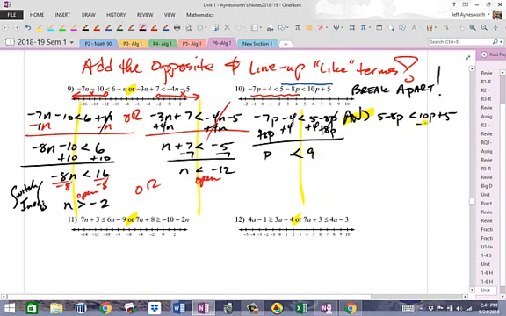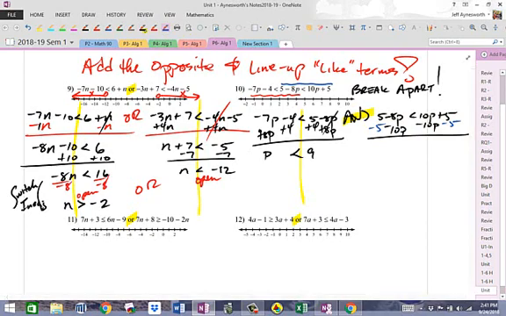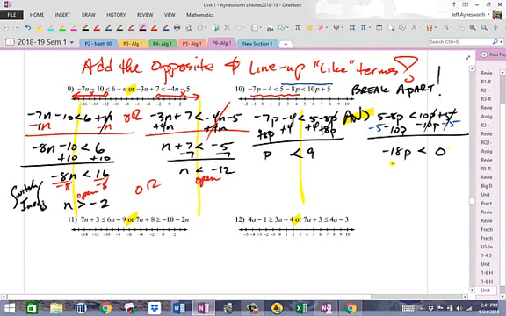Here I subtract 10p, or I could add 8p, it doesn't really matter, but I'm going to get my p's on the left-hand side. I'm going to subtract my constants, and I'm going to get them on the right-hand side. Do two steps at once, it's faster. So I get negative 18p here is less than, well, 0. These cancel, you get 0. Divide by negative 18. I get p is greater than 0. You got to switch the inequality there.